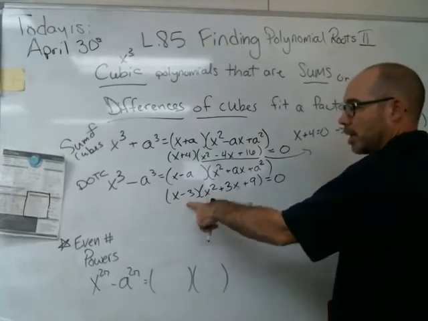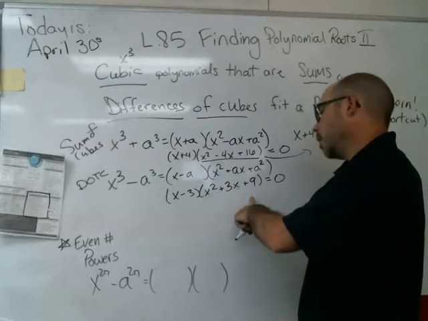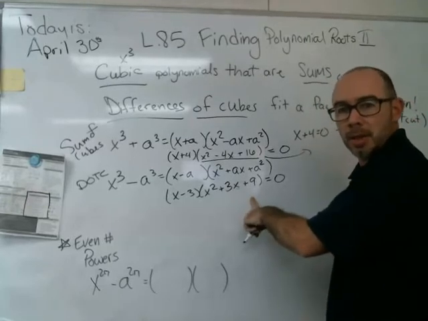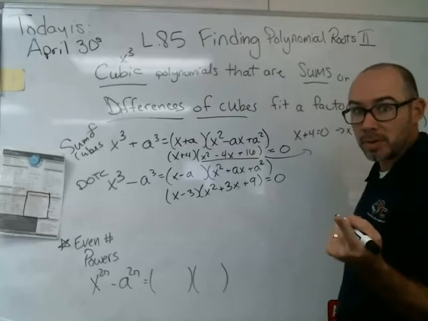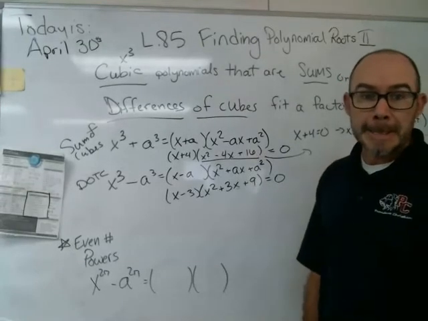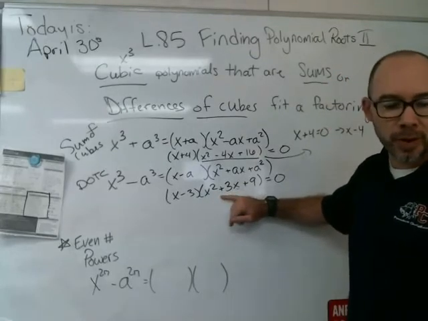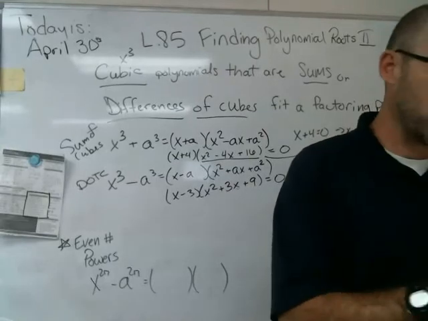We know that x is 3, and then there are 2 other answers here, which might be complex conjugates. It might be one number with a multiplicity of 2, but it doesn't look like it, or it might be 2 real numbers. I think this one's complex conjugates, but you can use the polynomial root finder at that point to find those other roots.